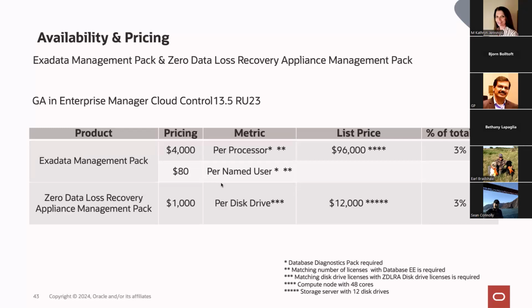For the Recovery Appliance, it is per disk drive. And same here, it's list price. There are normal discounts, and the same is here, around 3% on top of Recovery Appliance licensing.